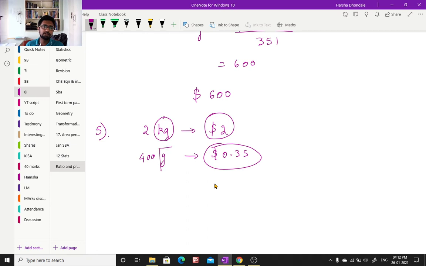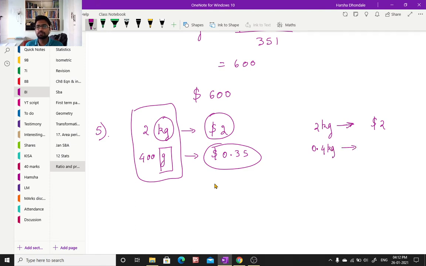But this side I have to do something. 2 kg, I'll change this to 2 kg is costing $2. 400 grams is nothing but 0.4 kg. 0.4 kg is costing me $0.35. Now I can go ahead with the problem.